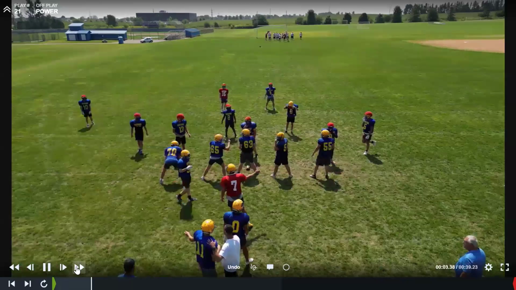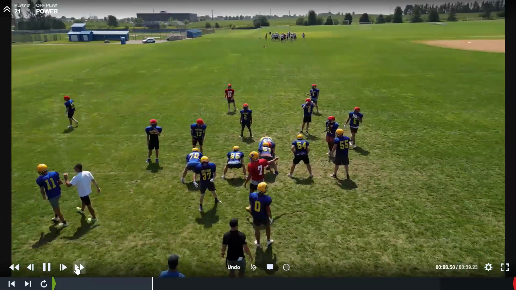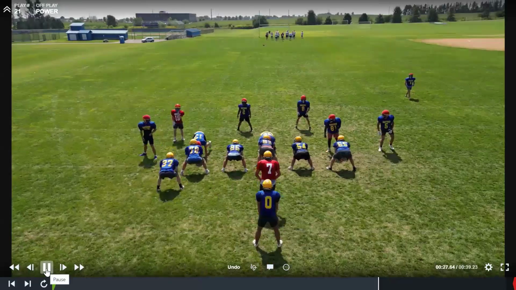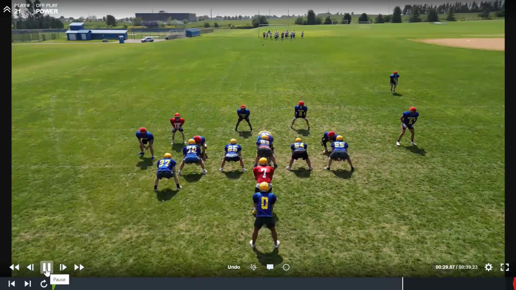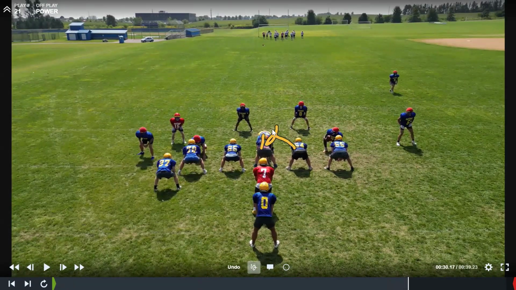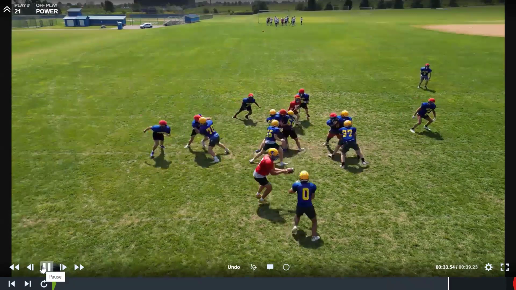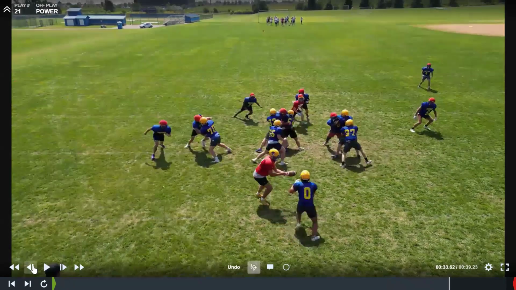Okay, here you go. Next one. Now we're running power. I think we run power to the right here. Yep, he's going to motion and we're going to run power to the right. So same thing, base block, low, lunge, lift. You should have a double coming from this way. Work into that backside backer there. Making sure you still have your eyes on your linebacker as you low, lunge, lift. Let's see here.